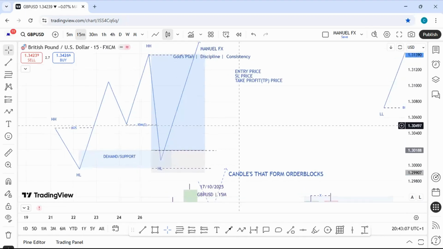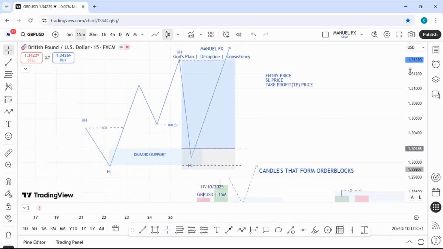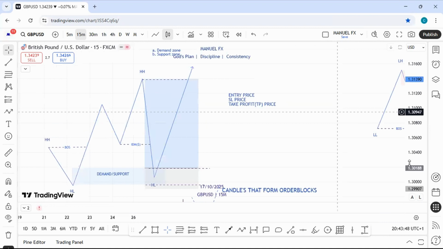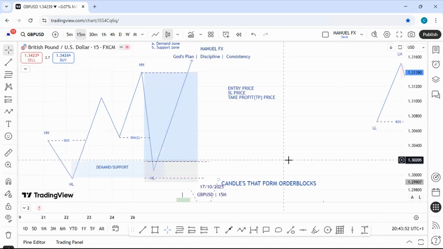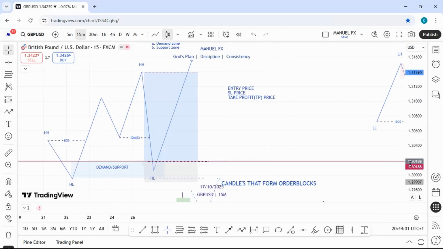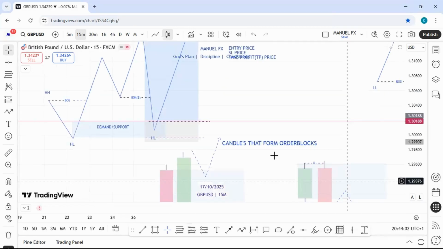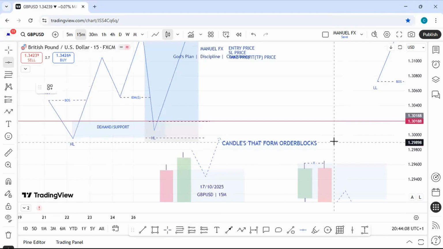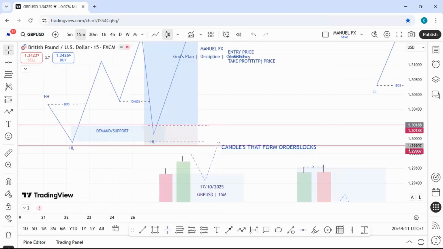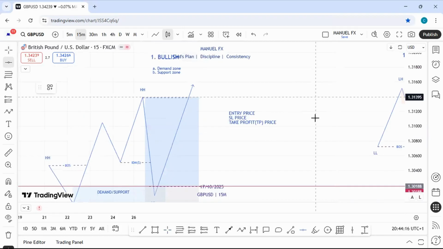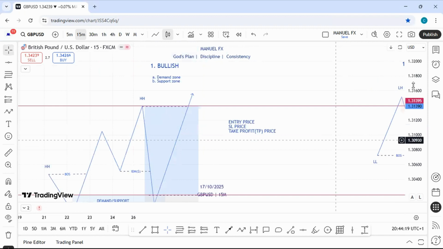So now notice something. At the right hand side of my chart, you can see three values here. This particular value you're seeing here is linked to the entry price. Then the one below is linked to the SL price. Can you see? Then the one above is linked to the take profit price.